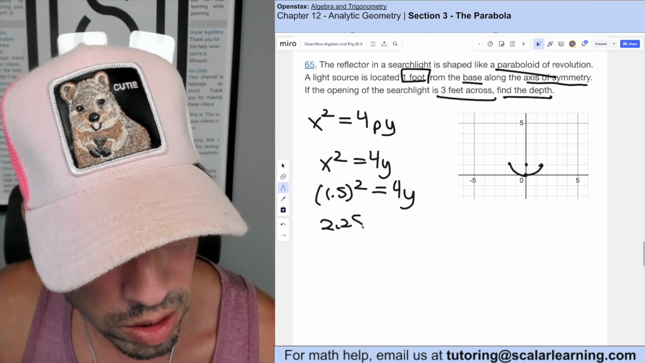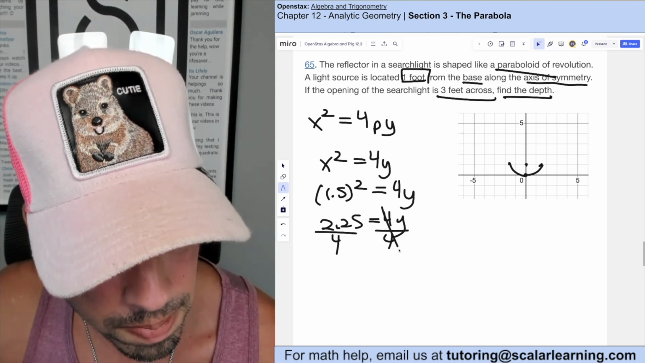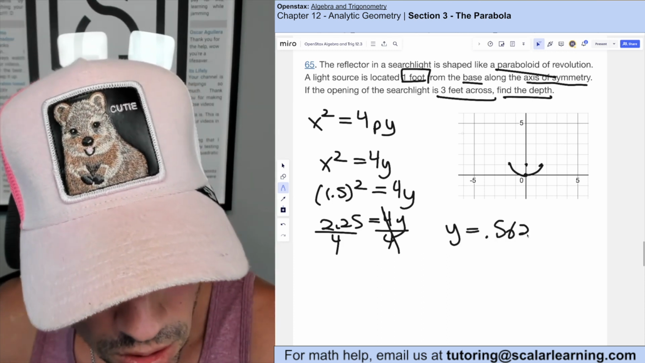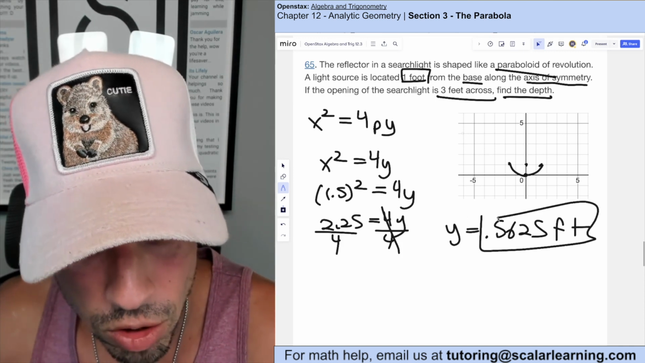1.5 squared is 2.25, and that equals 4y. Divide both sides by 4, boom, boom. And when we divide it out in decimal format, we get 0.5625. So 0.5625 feet, that's the answer, done.